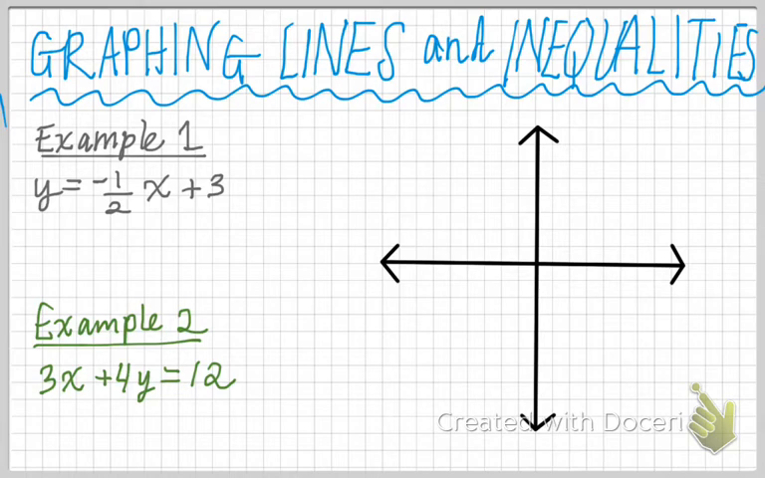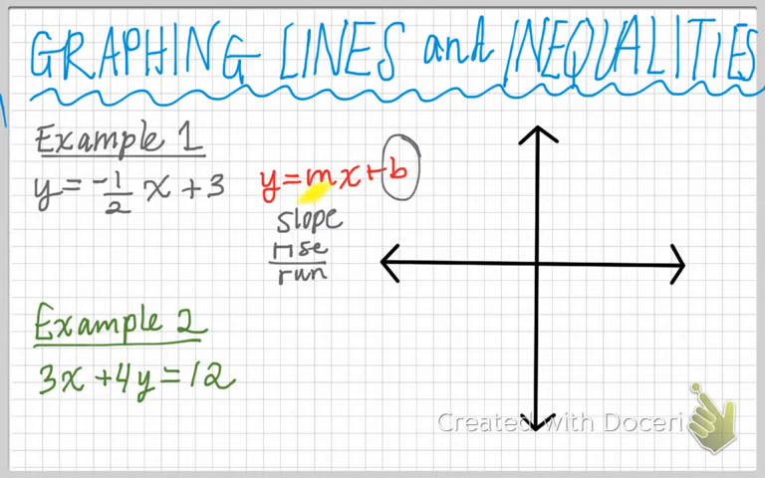This is in slope-intercept form, y equals mx plus b, where m represents our slope, which is rise over run, and b represents our y-intercept. So if we take a look at this equation, we see that negative 1/2 is the slope, so that means we're going to go down 1 and over 2 to the right. We see that positive 3 is our b value, which is our y-intercept.